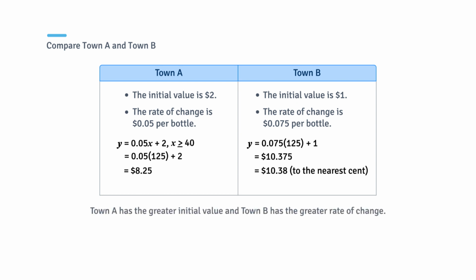Town A has the greater initial value, and Town B has the greater rate of change. Therefore, Town B has a better payment offer for recycling 125 plastic bottles.